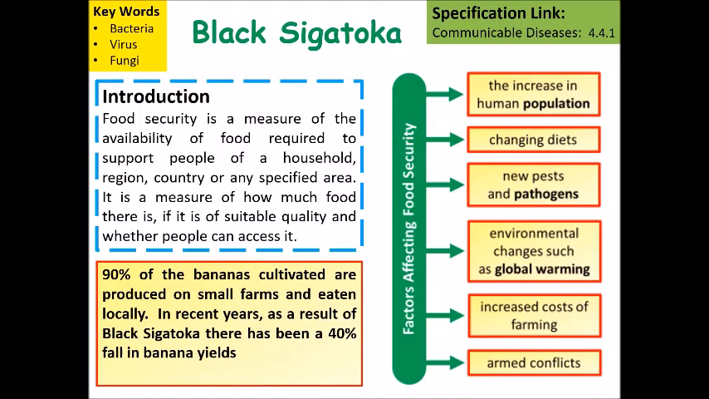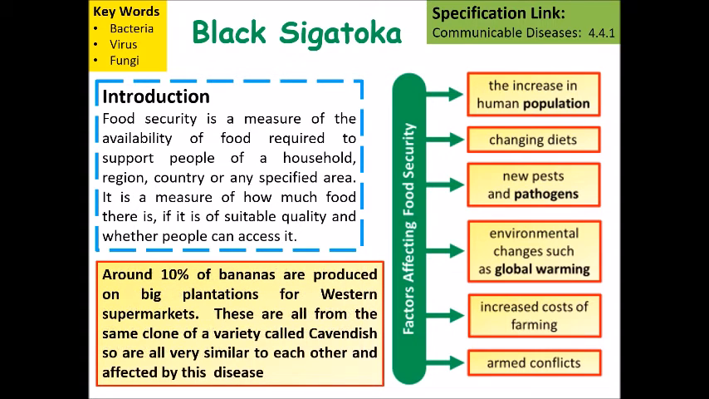In recent years, as a result of Black Sigatoka, there has been a 40% fall in banana yields. Around 10% of bananas are produced on big plantations for Western supermarkets. These are all cultivated from a variety called Cavendish bananas. So each banana plant is very genetically similar to each other and all are susceptible, so can be affected by this disease.